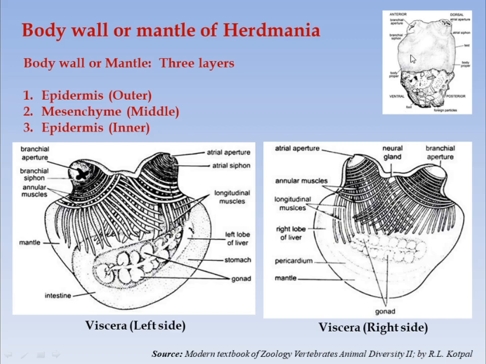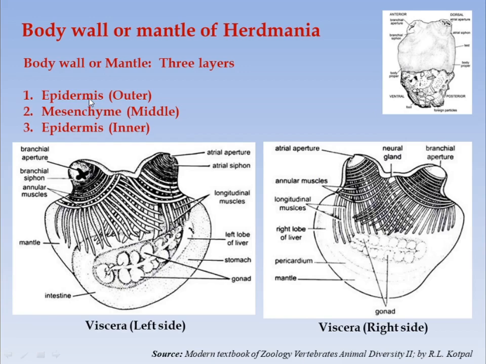Now, if we look at the histology, the mantle is divided into three cellular layers. First is epidermis, which is the outermost layer. Second is mesenchyme, which is the middle layer. And the third one is epidermis, the innermost layer. First, we will discuss about the epidermis.